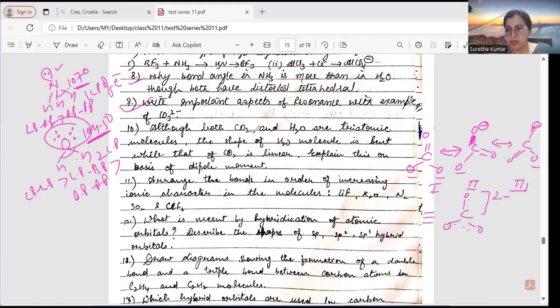Important aspects means, see, in all these resonating structures, the relative position of atoms is the same. Only the distribution of electrons is different. One point is the relative positions of atoms are the same. They differ in the distribution of electrons only. Resonating structures have no real existence. This is the third point. And the resonance hybrid is the real structure.